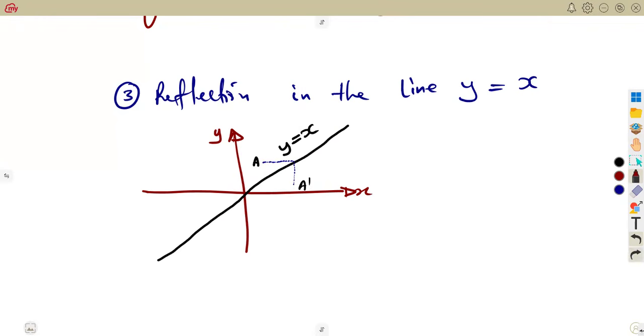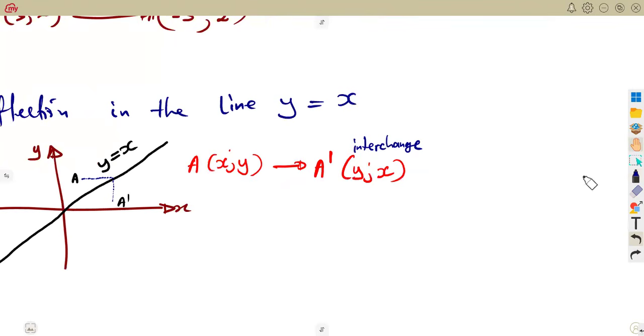So the rule therefore states that if you are given A as x, y like this, for its image, you just have to interchange those values that we had. So if it is x, y, it is going to be given as y, x, meaning to say interchange x and y values. Just have to interchange x and y.